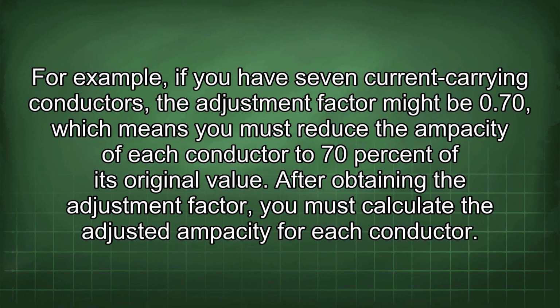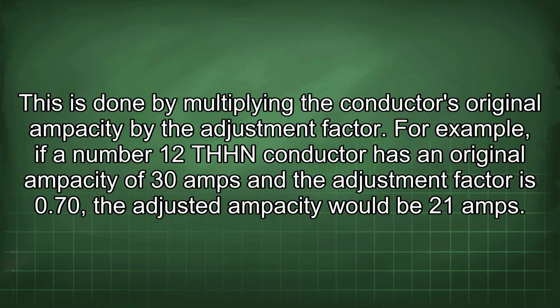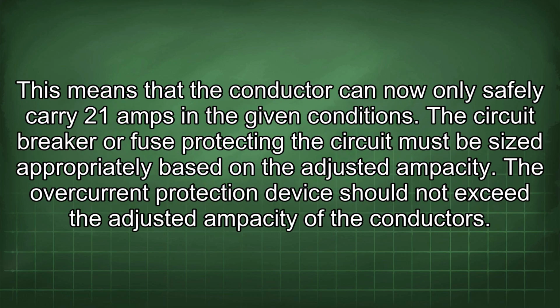For example, if you have 7 current carrying conductors, the adjustment factor might be 0.70, which means you must reduce the ampacity of each conductor to 70% of its original value. After obtaining the adjustment factor, you must calculate the adjusted ampacity for each conductor. This is done by multiplying the conductor's original ampacity by the adjustment factor. For example, if a number 12 THHN conductor has an original ampacity of 30 amps and the adjustment factor is 0.70, the adjusted ampacity would be 21 amps. This means that the conductor can now only safely carry 21 amps in the given conditions.